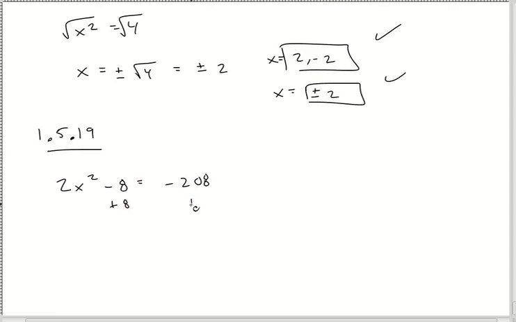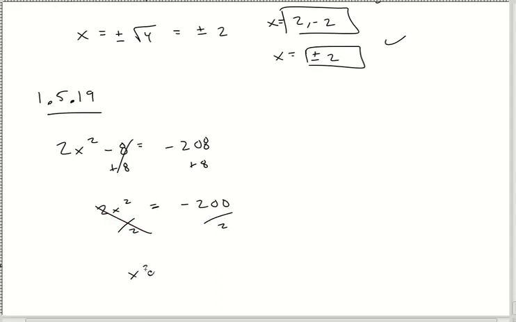I'm going to add 8 to both sides here. And I'm getting a little bit scared. I don't know if you're noticing something here. Negative? I'm going to divide by the 2. Still a negative. Something's wrong here. I'm not really sure what they're wanting.